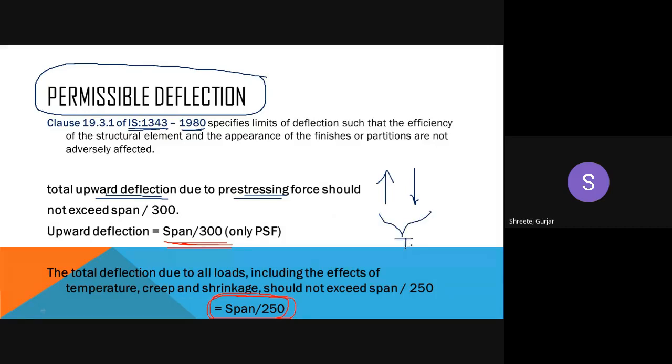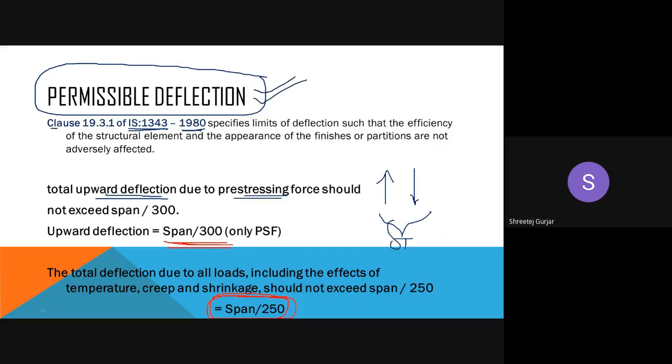Total deflection, delta T. So now you can compare this delta T to this limit, that is span by 250. Span you will be knowing, 10 meters, 8 meters, 5 meters. You can calculate the limit, and then you can compare that to delta T. Okay, if it is less, then it is okay. If it is more, then it is not okay. You have to redesign your beam. Okay, so this is regarding your permissible deflection.